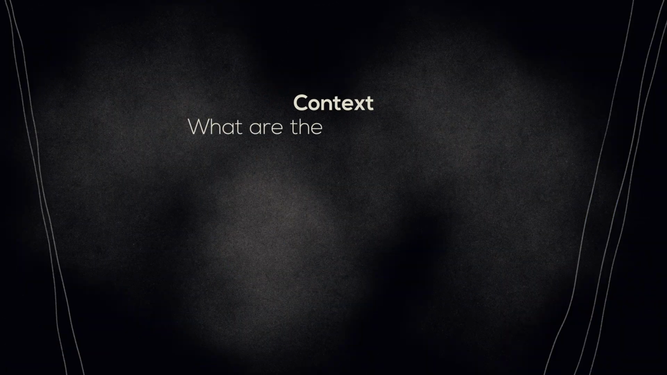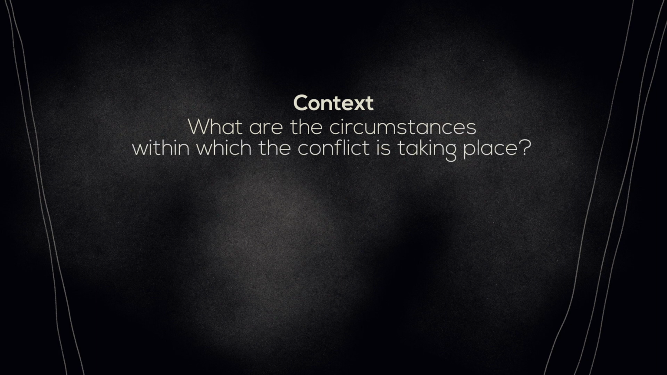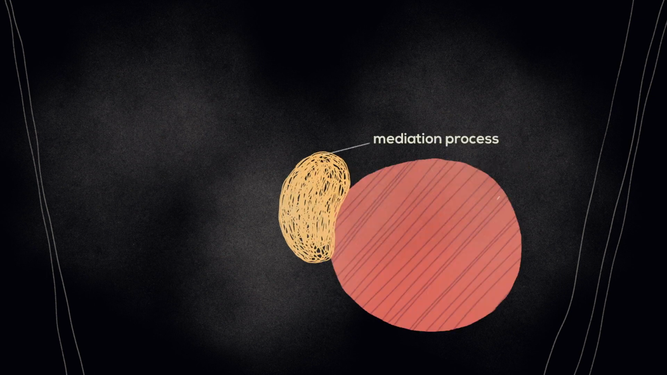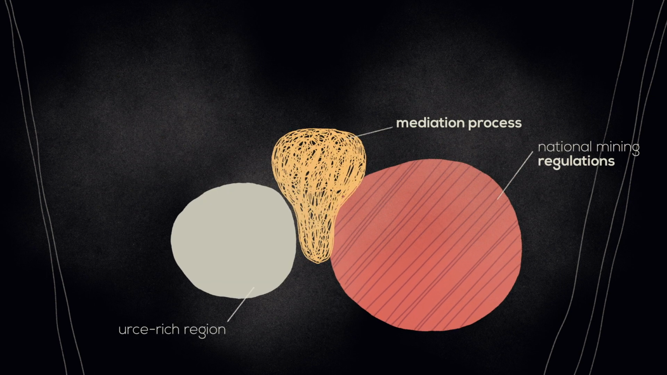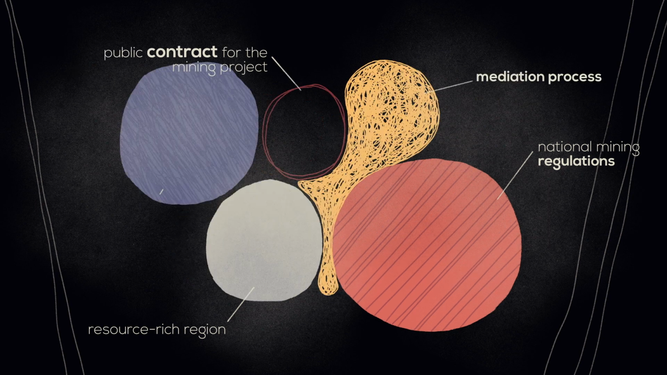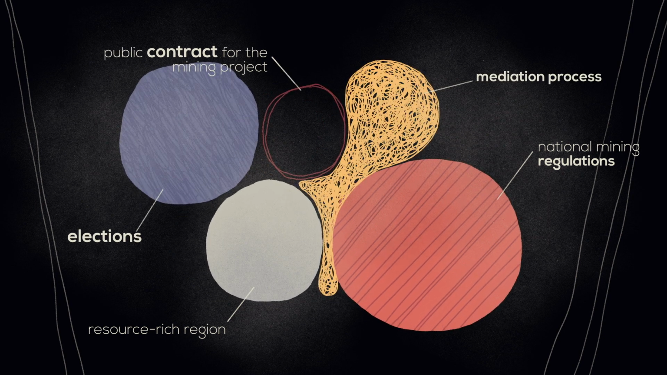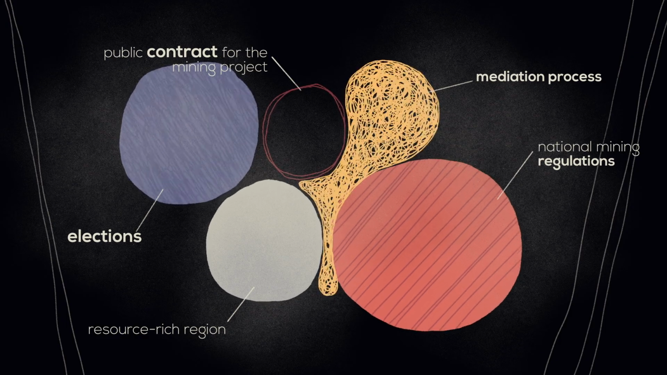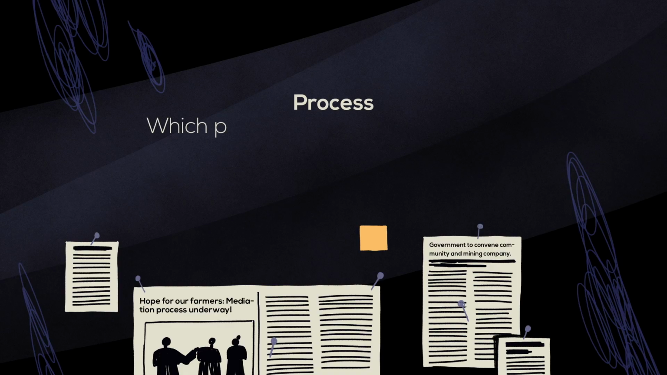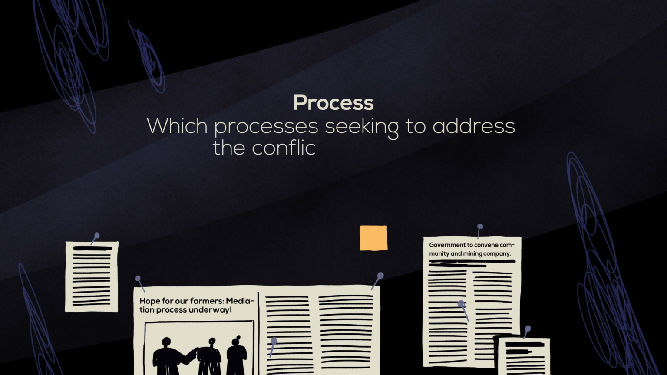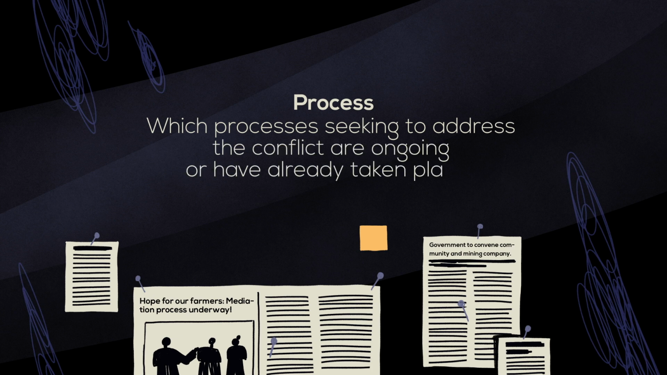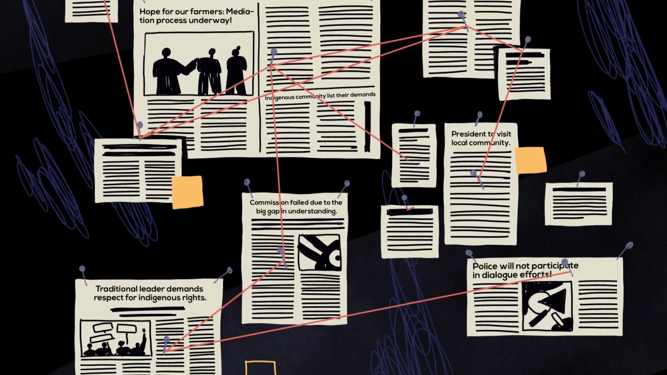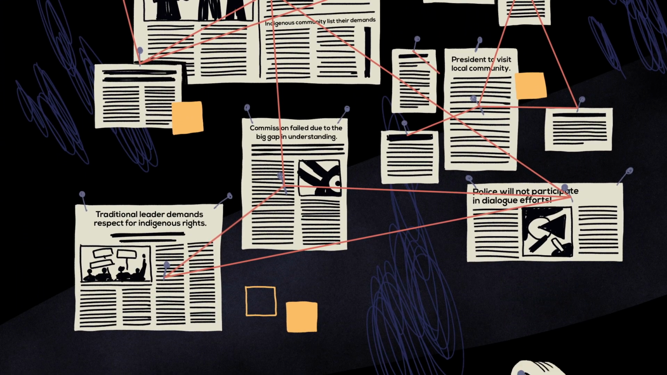Context. What are the circumstances within which the conflict is taking place? Identify those factors in the conflict environment that are beyond the immediate control of the mediator. These are important issues that influence and shape the mediation process, either directly or indirectly. Process. Which processes seeking to address the conflict are ongoing or have already taken place? Negotiations, dialogues, mediations, or other interventions of all sorts need to be mapped and studied.